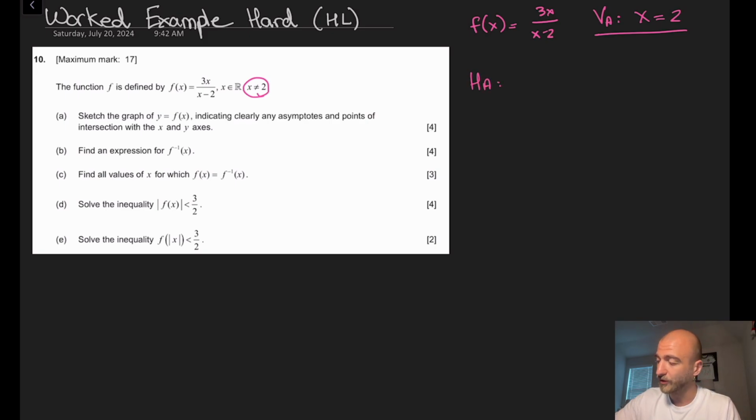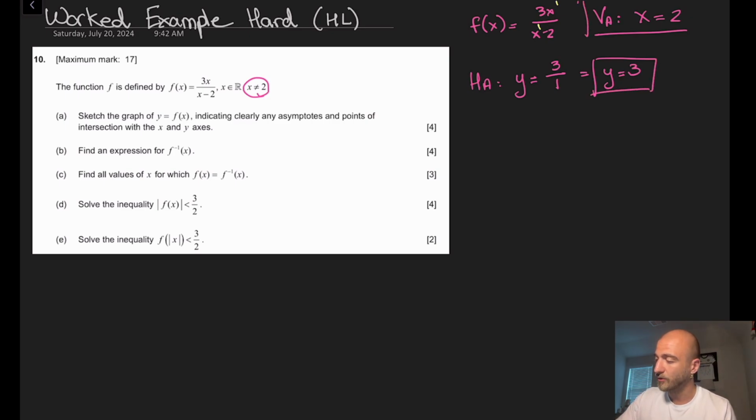For the horizontal one, we have to look at the ratio. We have to look at the x variable in the top and bottom of the fraction and see whether their powers are the same or they differ. In this case, they're both raised to the first power, so they're the same, which means the equation for the horizontal asymptote is going to be a ratio of the coefficient of the x variable on top to the coefficient of the x variable on the bottom, which is 3 over 1, which is just 3.